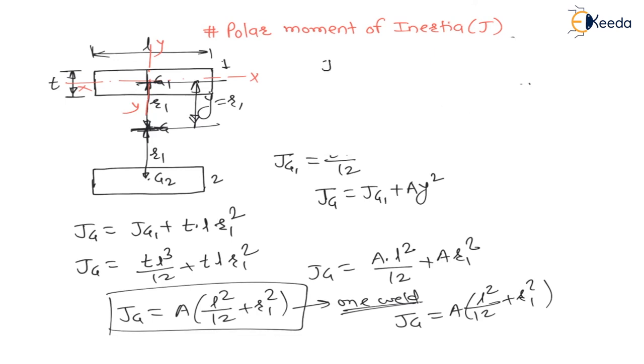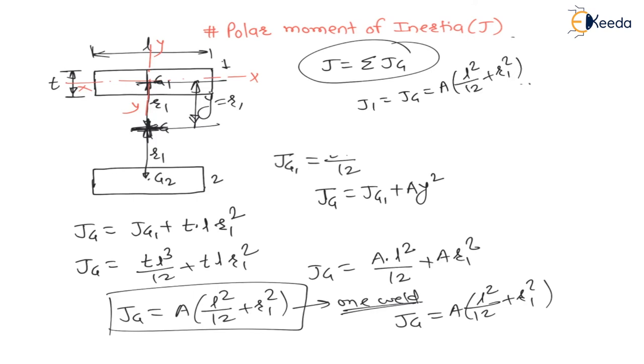Therefore, this J will be equal to the summation of all J, the summation of all these polar moments of inertia about the G point. Let us say J1 is equal to JG for the first weld about the G point, that is area into L square by 12 plus R1 square. Similarly, for the second weld, it will be J2. Due to symmetry, it will be the same, L square by 12 plus R1 square. Similarly, if there are more welds, calculate J3, J4, and the total J will be the summation of J1 plus J2 plus J3 plus J4 and so on.